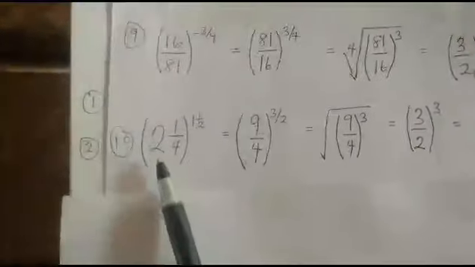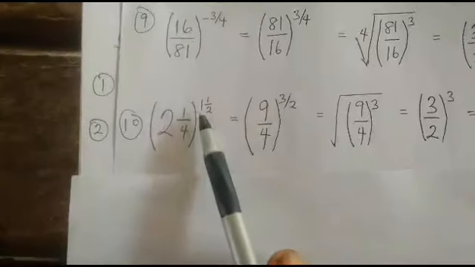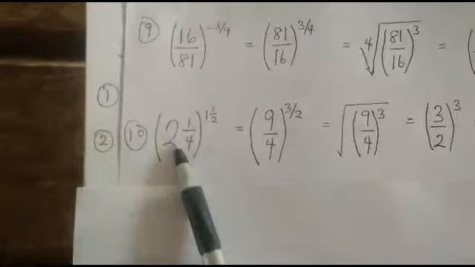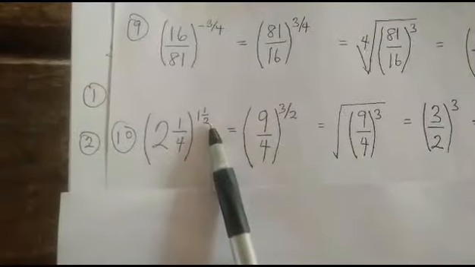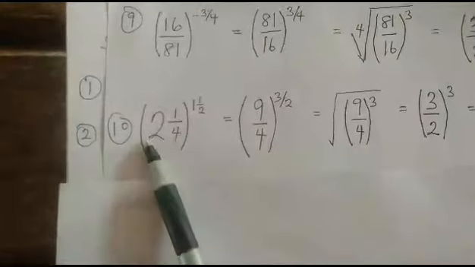Now let's move to the last example. We are having 2 whole number 1 over 4 into bracket of 1 and a half. Whenever you're having mixed fractions like this, the first thing is for you to convert it to an improper fraction. So 2 times 4 is what?